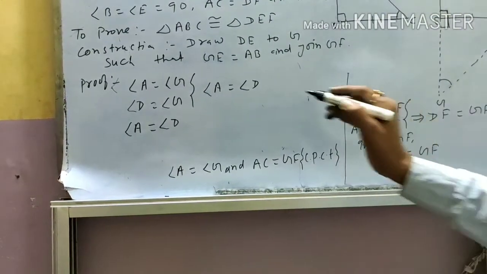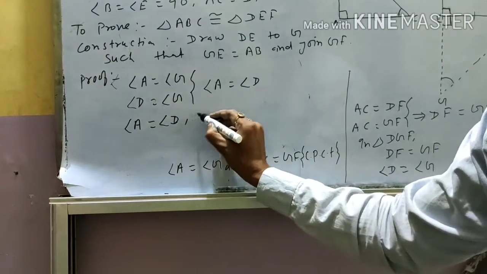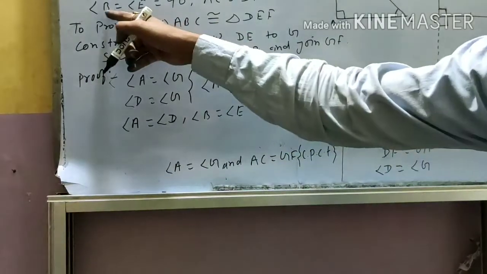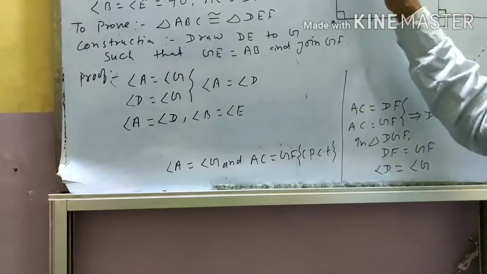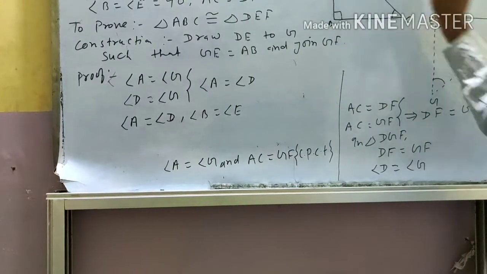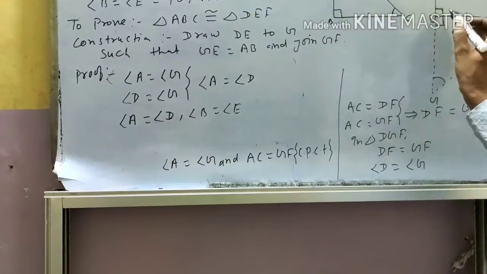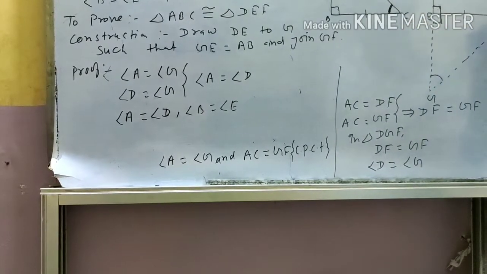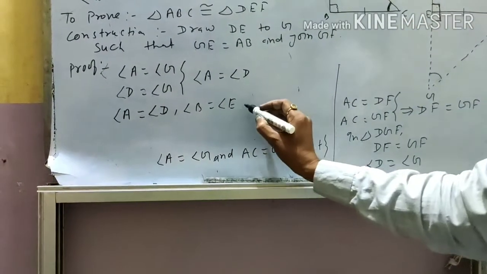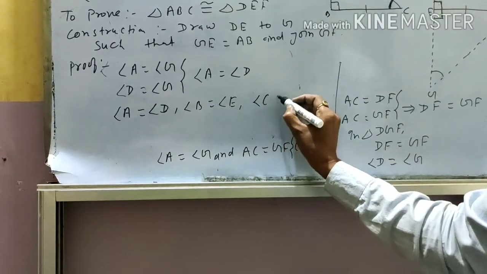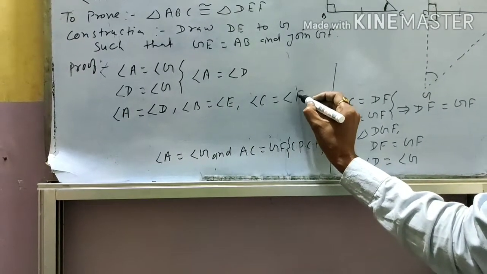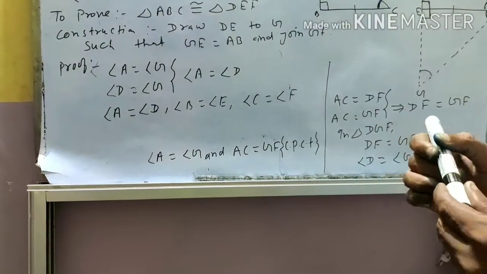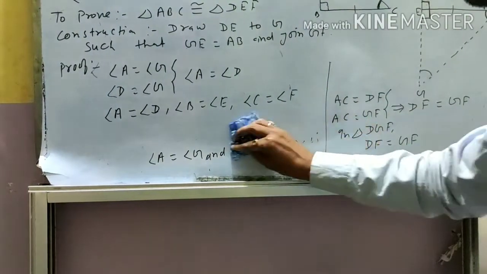First thing, angle B is equal to angle E, 90 degrees. This information is given. So obviously in these two triangles, if this angle is equal to this angle and this angle is equal to this angle, that means we can say angle C is equal to angle F. Automatically, student, angle C is equal to angle F.